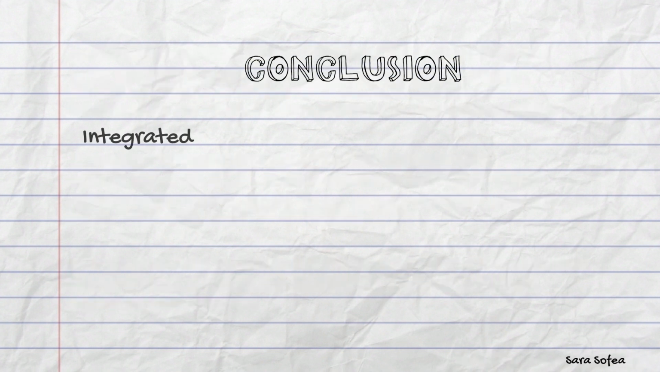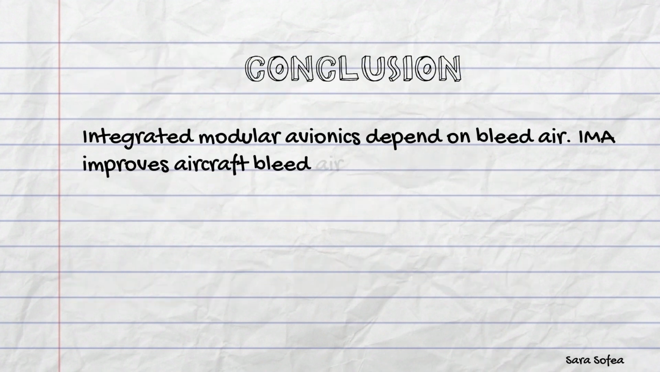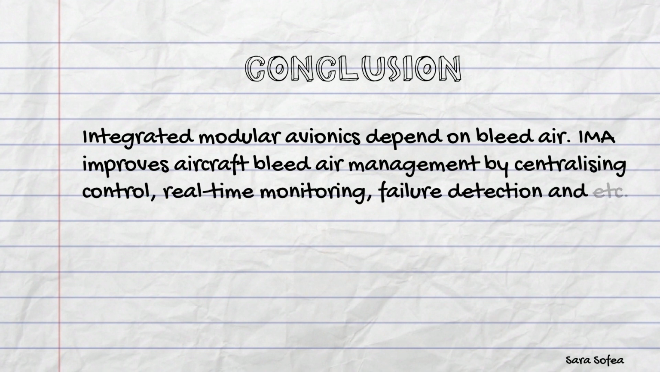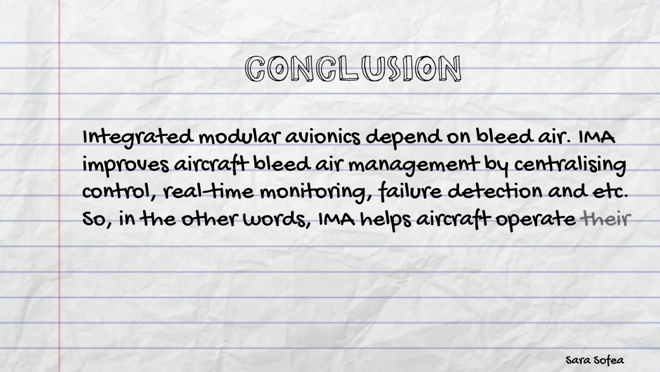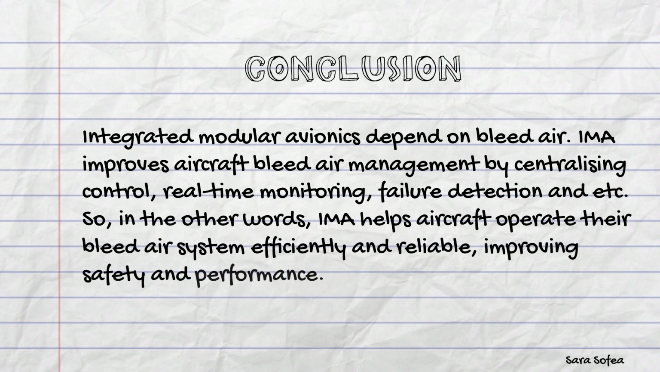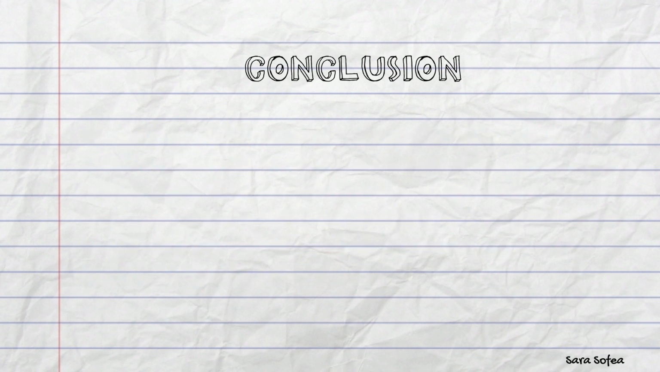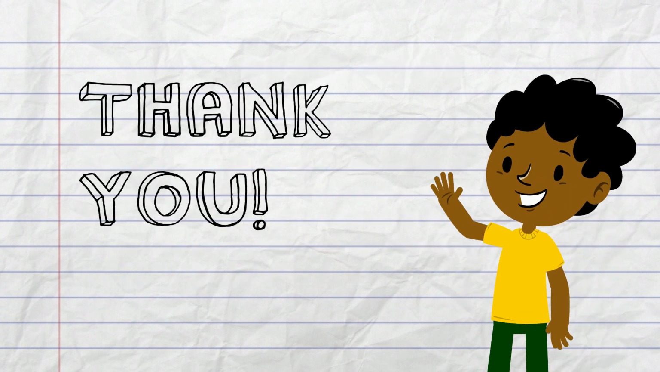In summary, IMA enhances bleed management in aircraft by providing centralized control, real-time monitoring, fault detection and isolation, redundancy, and the ability to optimize performance. By leveraging the capabilities of IMA, aircraft can ensure the efficient and reliable operation of their bleed air systems, contributing to overall safety and performance.